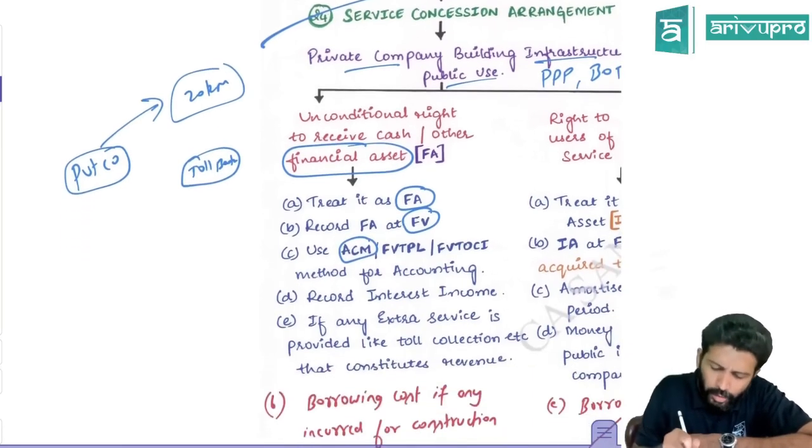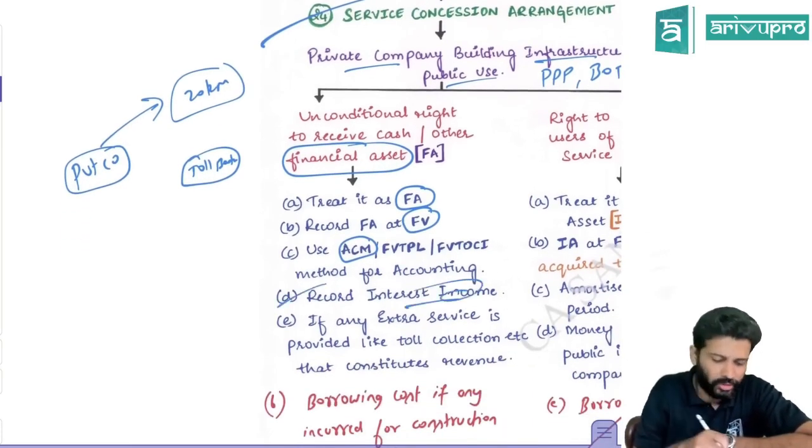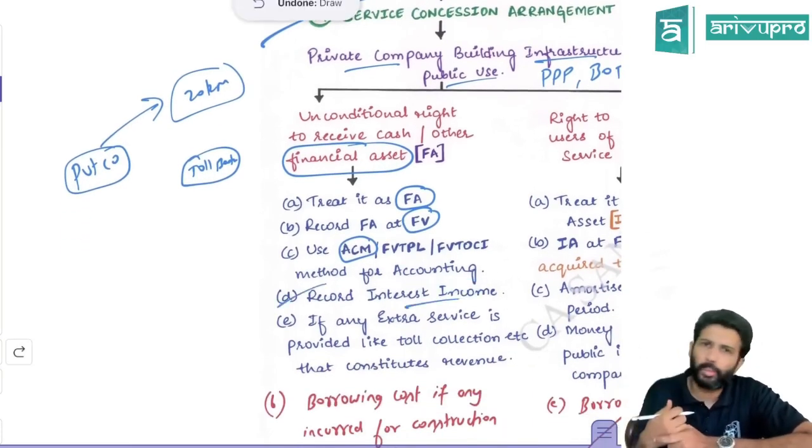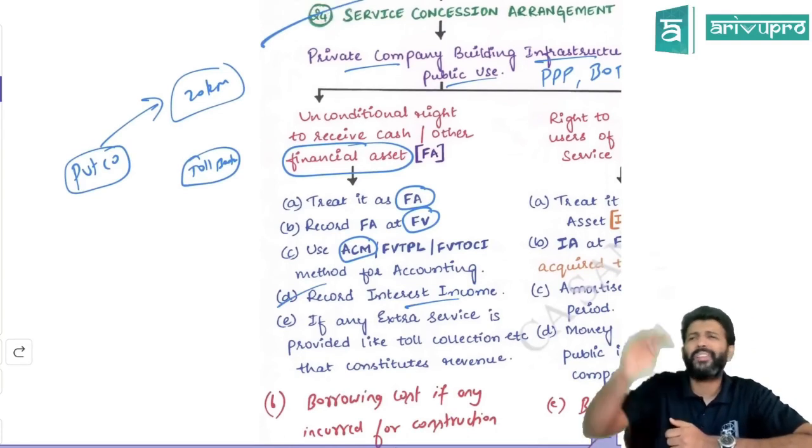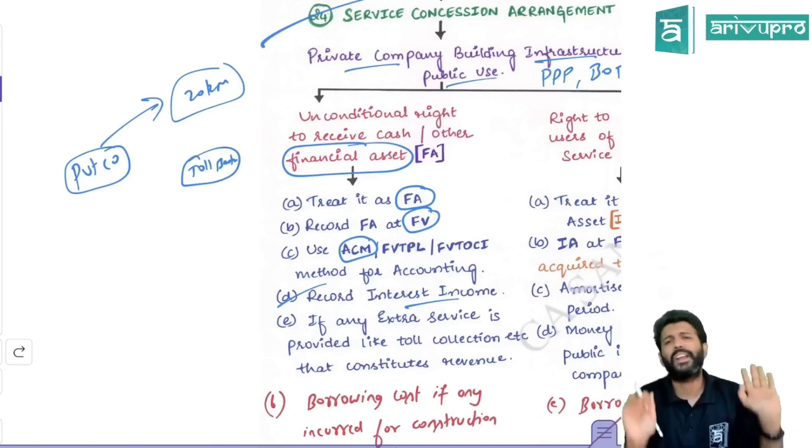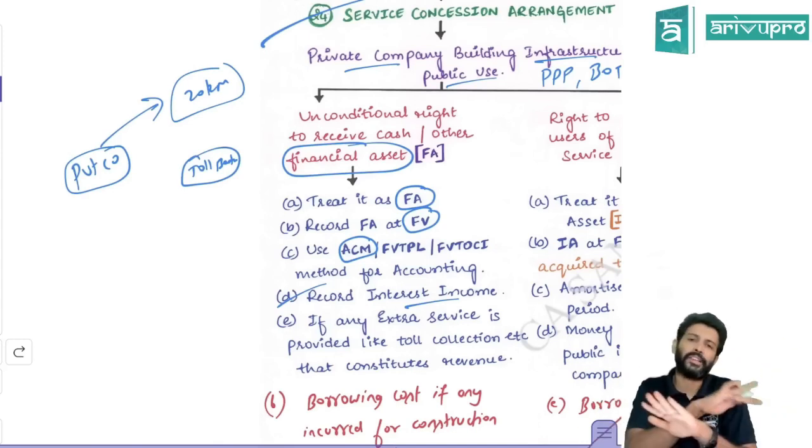If you're using the amortized cost method, you will book interest income. Correct? On the financial asset, you will book interest income, etc. This is your normal accounting. Go on booking. Whenever you receive money from the government, the financial asset will get closed.